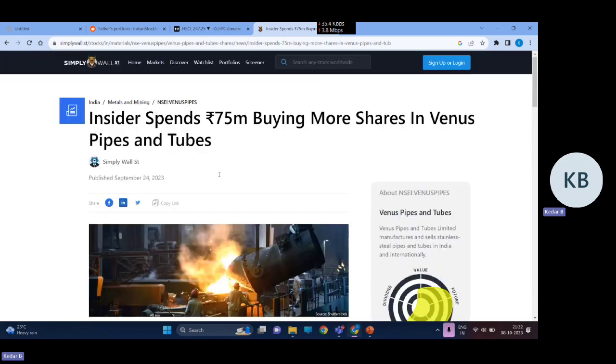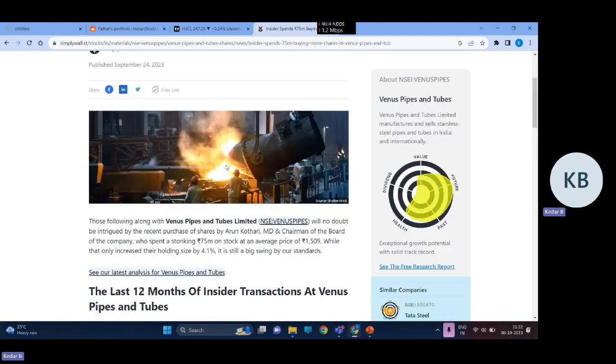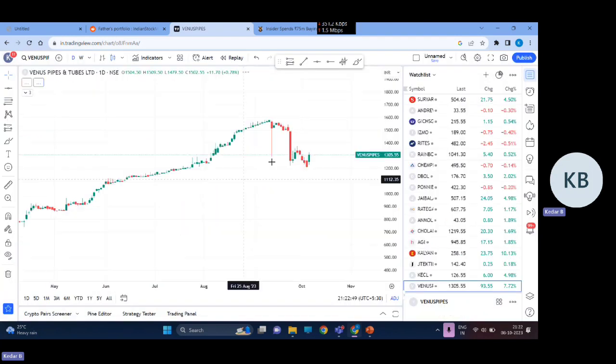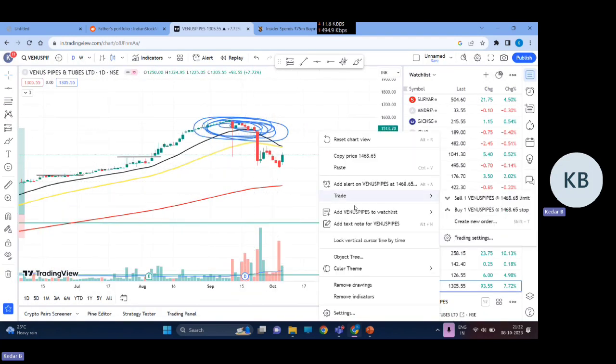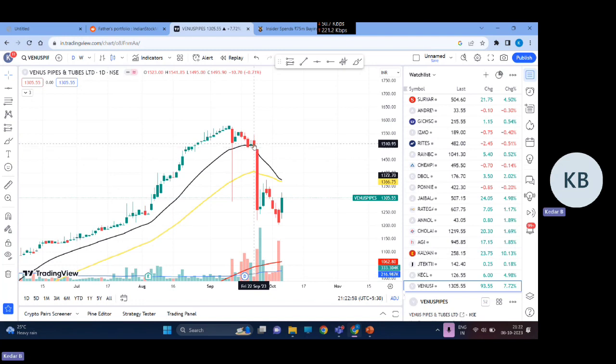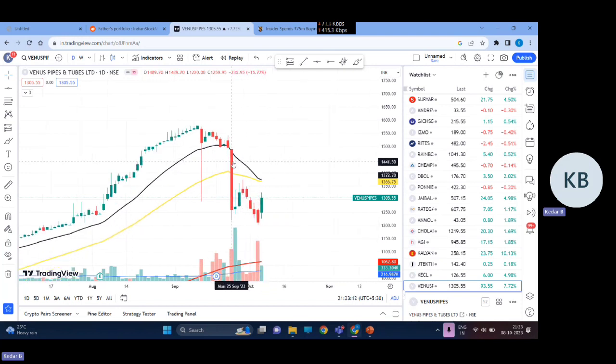Now, what all the retailers will do while reading such news is jump to buy the very next moment the news comes out. So let me show you what happened in Venus Pipes right after the news came out. Let me just remove drawings. You can see what happened. This is 22nd September. 23rd was Saturday, 24th was Sunday. On Sunday the article came out, and what happened on Monday? It fell by a whopping 15%. This is how the institutions dump their shares onto retailers like us. A huge 15% down move in a single day. This is humongous.